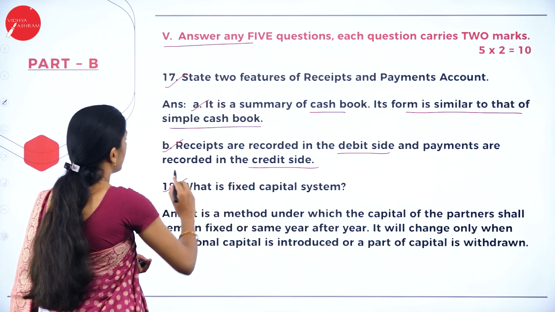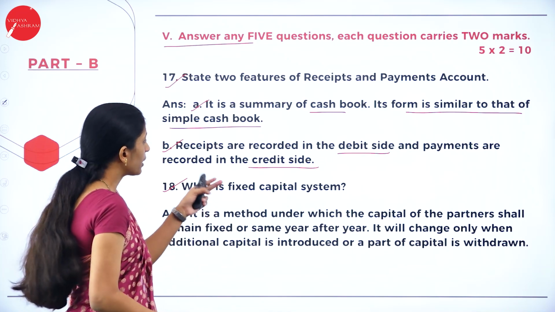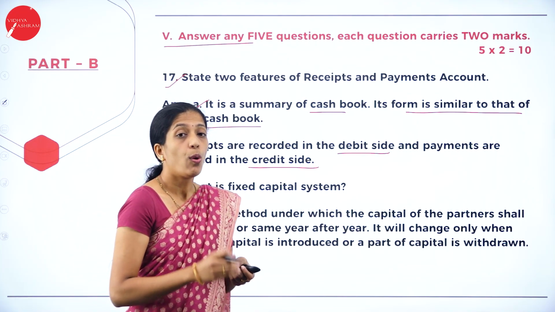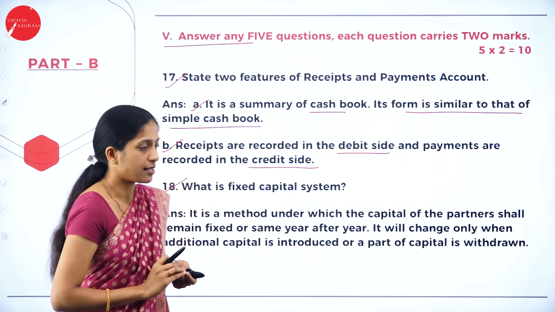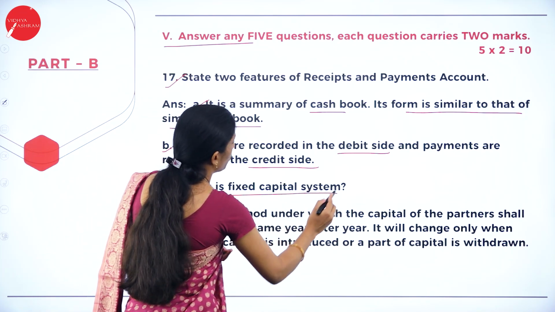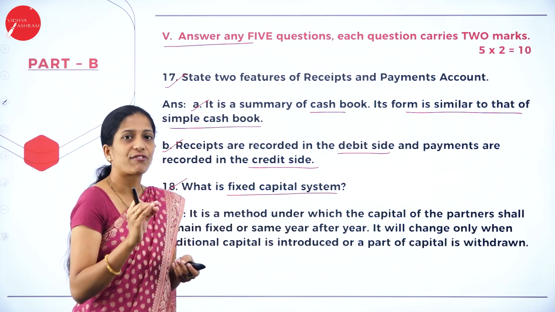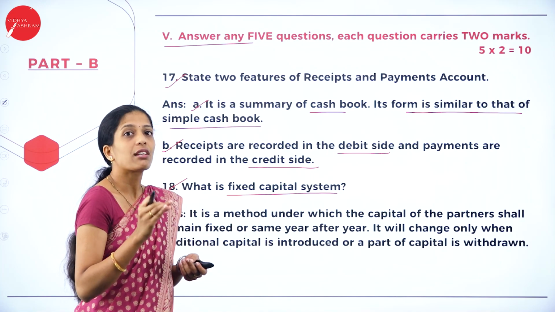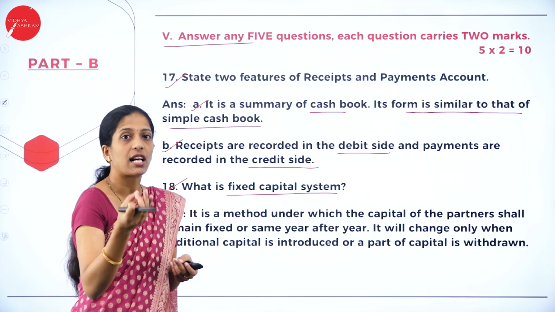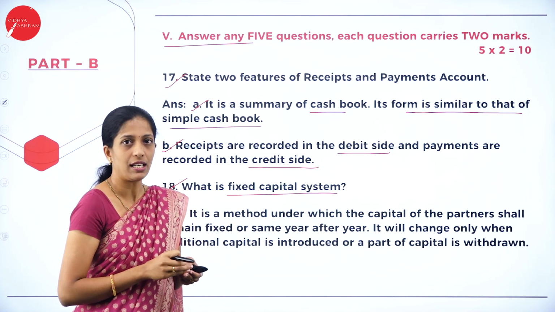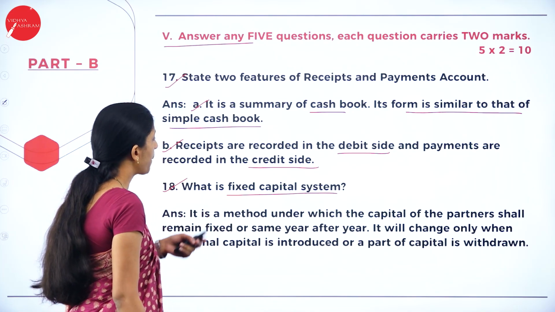And the next question, that is your 18th question. They have asked from the second chapter, what is fixed capital system? Okay, so this is a 2 marks question which you can expect from your second chapter. Or they might ask you, what is fluctuating capital system? So what is fixed capital system?